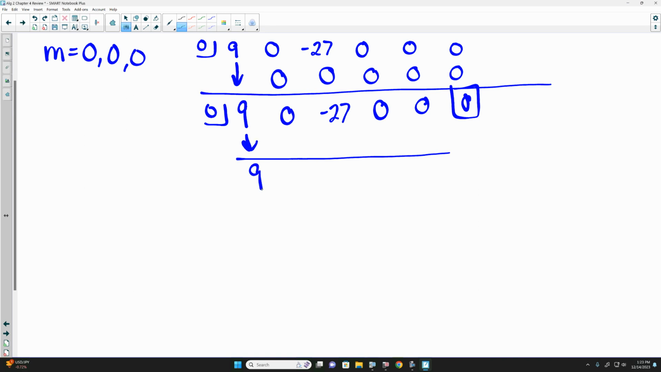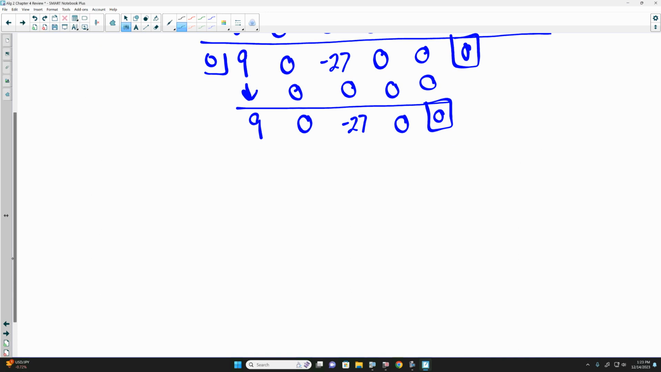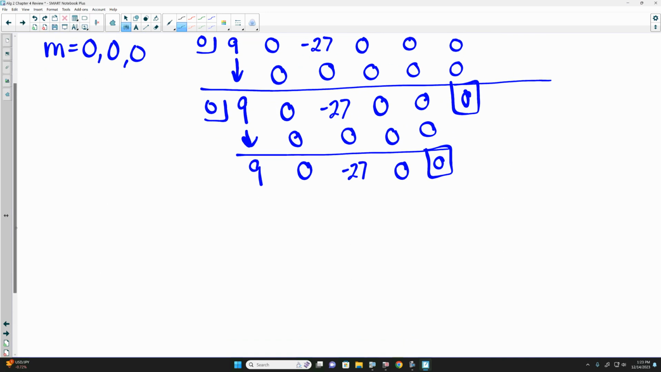We can do this again. 0 times 9 is 0. 0 plus 0 is 0. 0 times 0. Negative 27 plus 0 is negative 27. 0 times negative 27 is 0 plus 0 is 0 times 0 is 0, and 0 plus 0 is 0. So again, we got a remainder of 0, so it's worked twice. Let's try it once more.